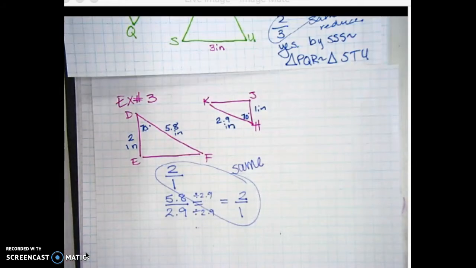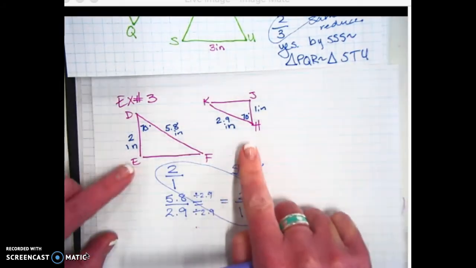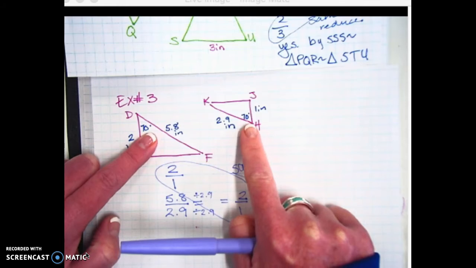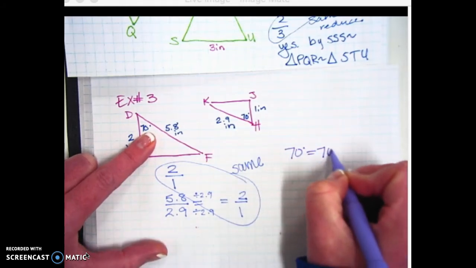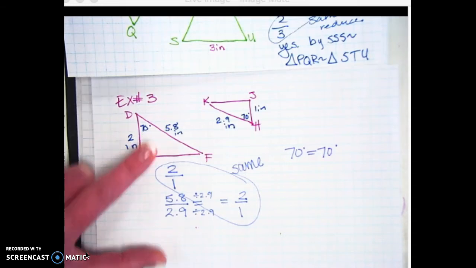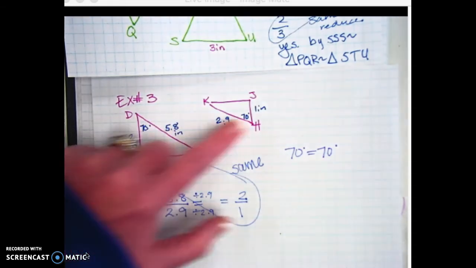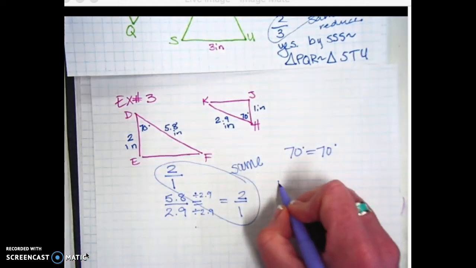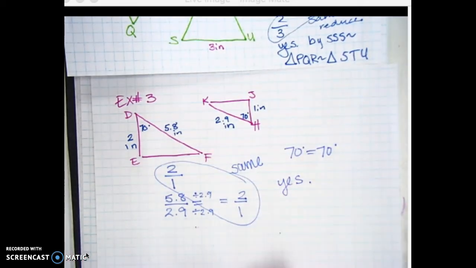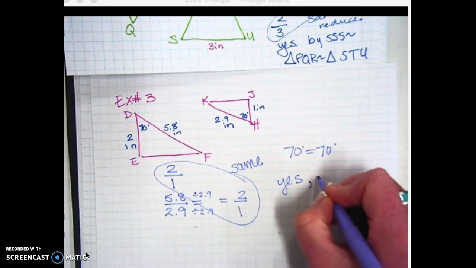Then that's the sides. Now we have to check the angle. This one's 70 and this one's 70, so we're good. 70 obviously equals 70. So the sides are proportional and the angles are congruent. So we say, yes, these 2 triangles are similar by side angle.